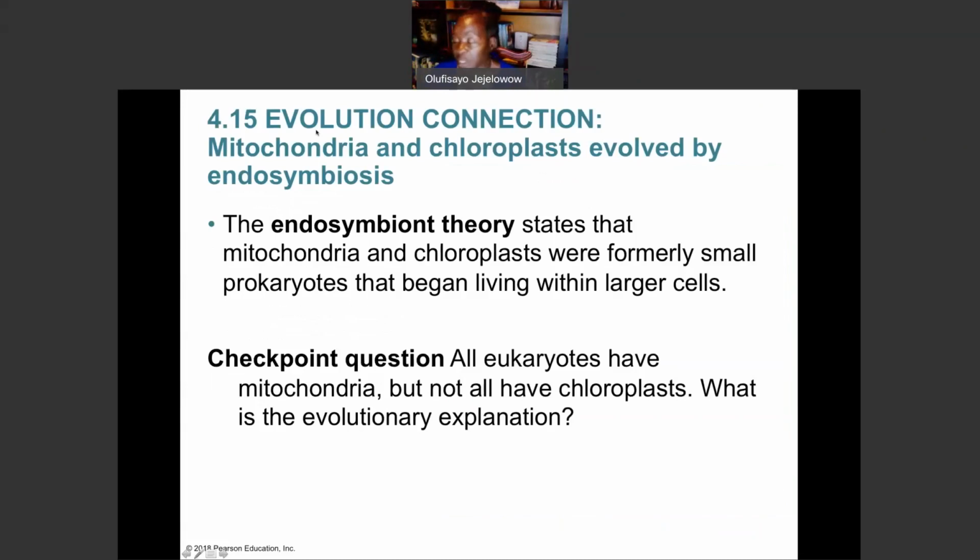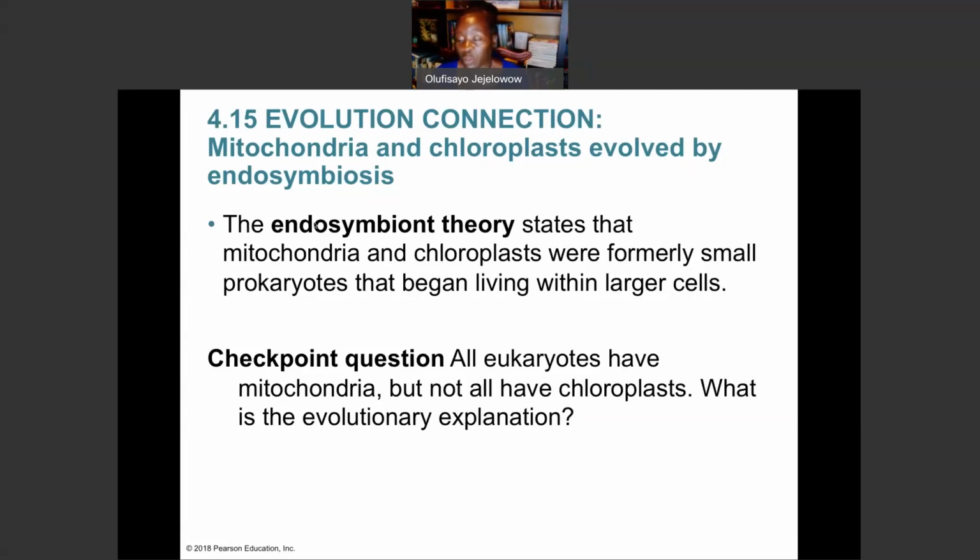So there is an evolutionary connection. Mitochondria and chloroplasts are thought to have evolved by endosymbiosis. The endosymbiotic theory states that mitochondria and chloroplasts were formerly small prokaryotes that began living in larger cells. Symbiosis is a relationship between two different species of living organisms that is mutually beneficial. Endo means inside. So by the larger organisms engulfing these small protist-like organisms, they get a house to protect themselves.